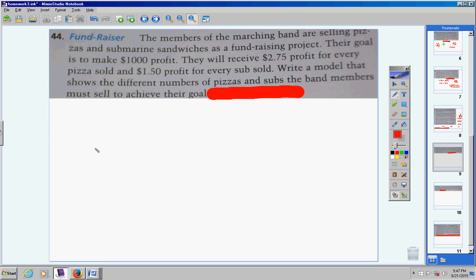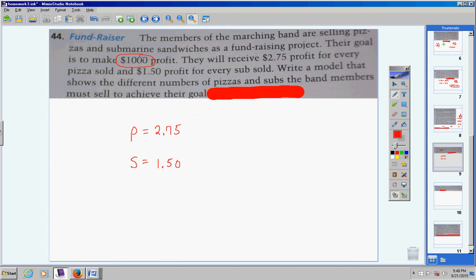The members of the marching band are selling pizzas and submarines. Their goal is to make $1,000 profit. They're going to receive $2.75 profit for every pizza. So pizza, they're making a $2.75 profit. For every sub, they make $1.50 profit. So every sub is $1.50. Write a model that shows the different numbers of pizzas and subs the band members need to sell to achieve their goal.